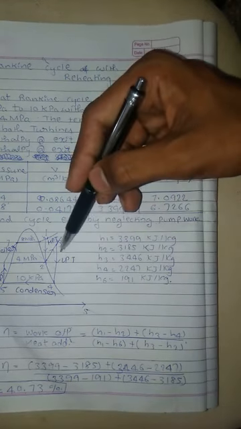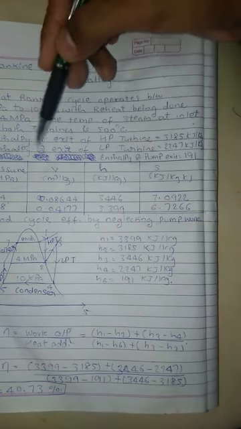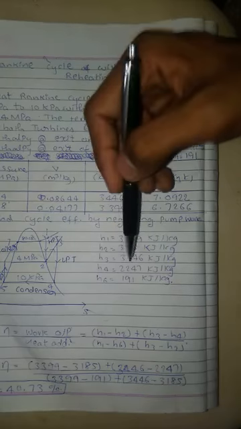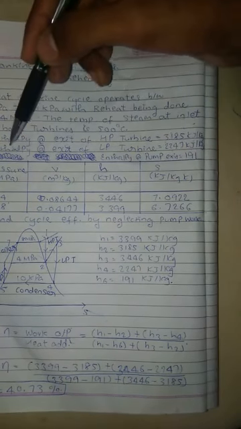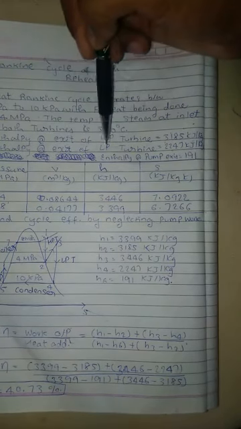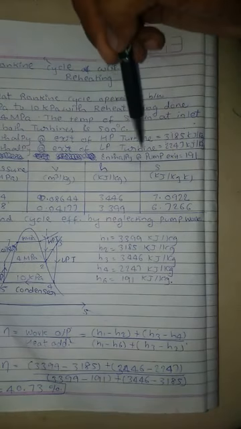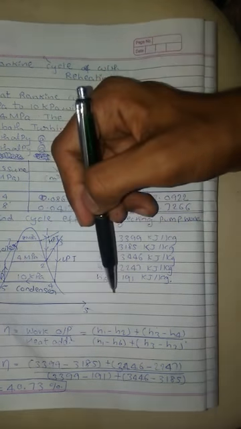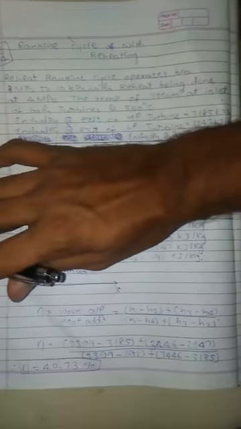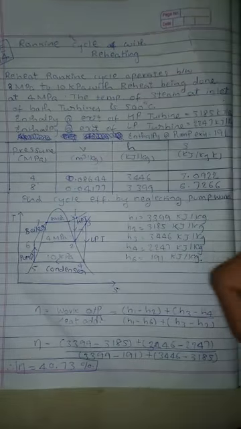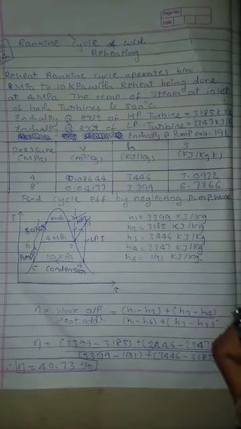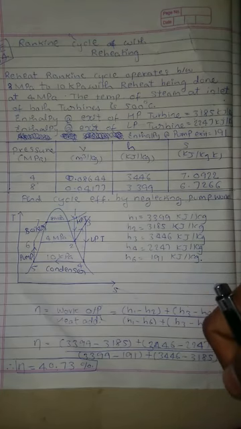H4 means exit at LP turbine. So at exit of LP turbine, the enthalpy is 2247, and enthalpy at pump exit H6 is given as 191 kilojoule per kg. Okay, so by putting all the values, you get the thermal efficiency of cycle as 40.73%. So I hope you understood all the numericals, and that's all in this video.